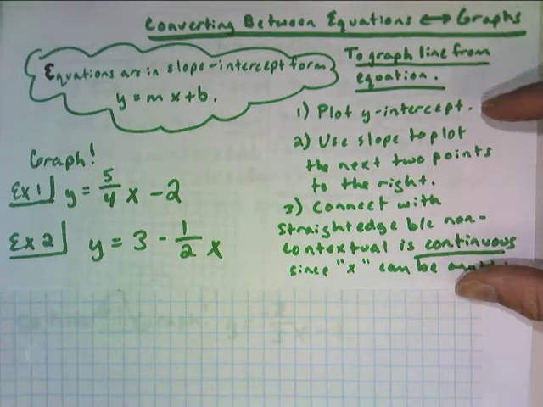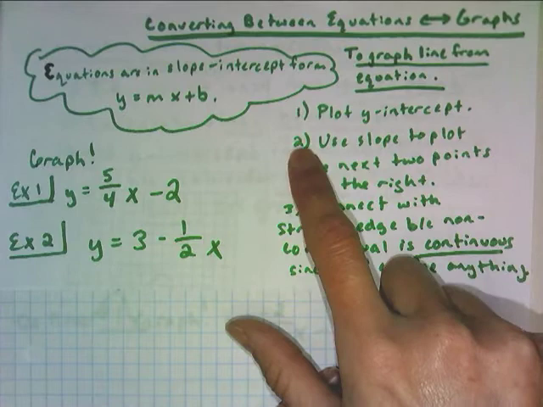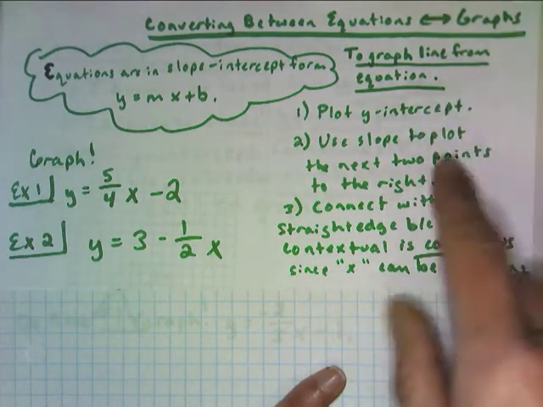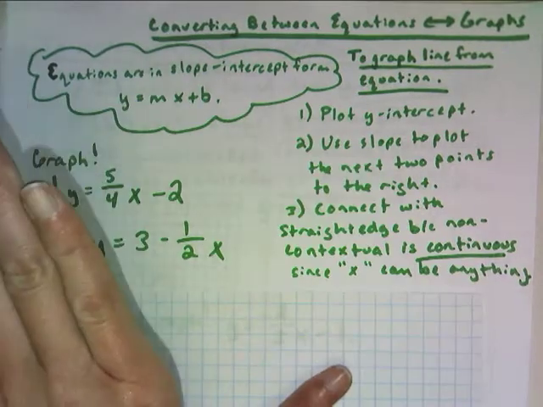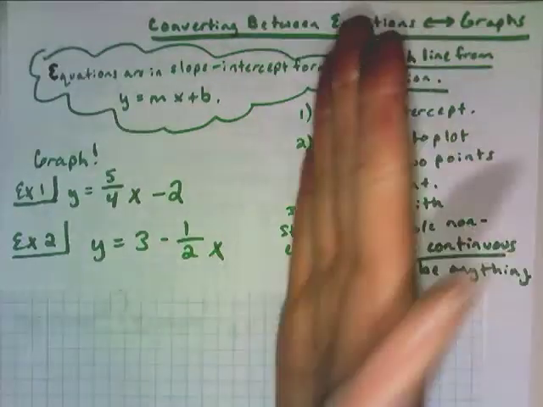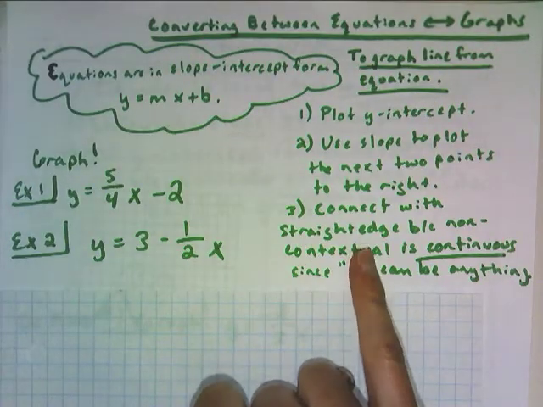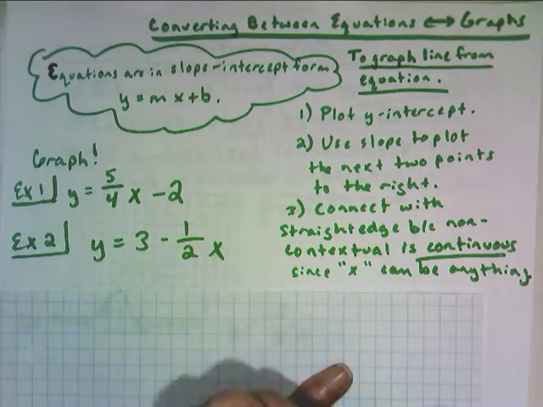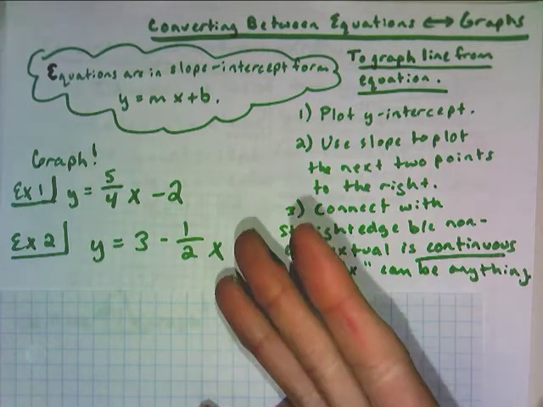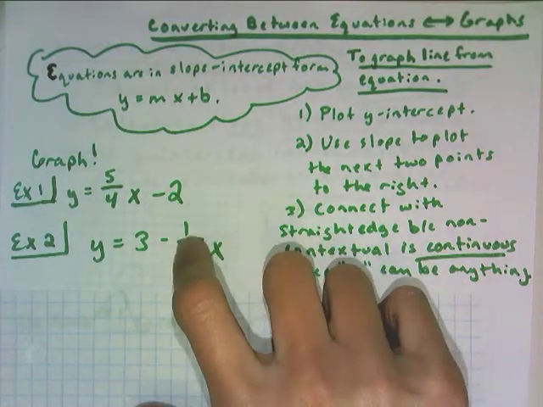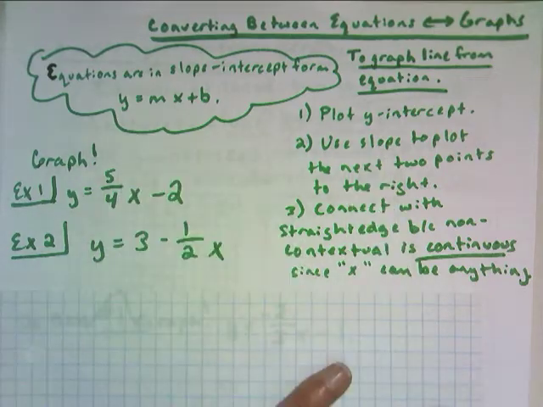So when you're given equations like example 1 and example 2, in order to graph them, you can follow this little algorithm here. First, plot your y-intercept. Then use the slope to plot the next 2 points to the right, because just like in English, we work left to right. Connect with the straight edge always, because anything that doesn't have a context, that isn't a word problem, is going to be continuous, because x could in fact be anything along that line.